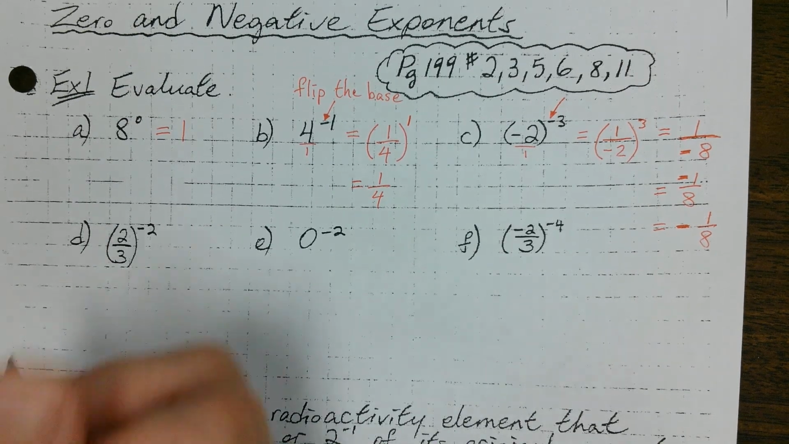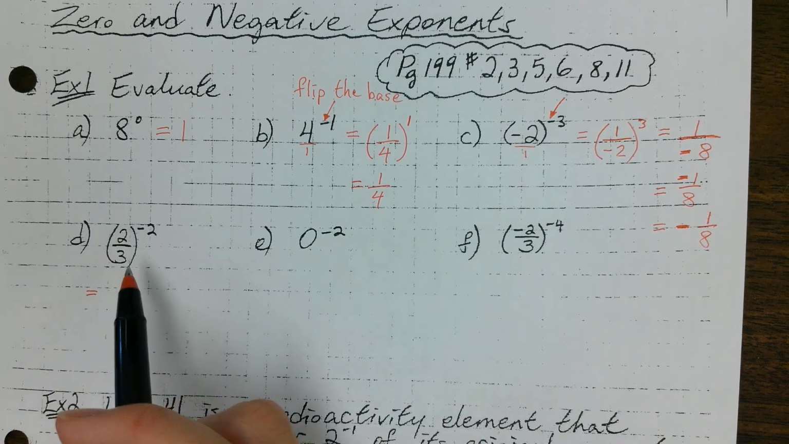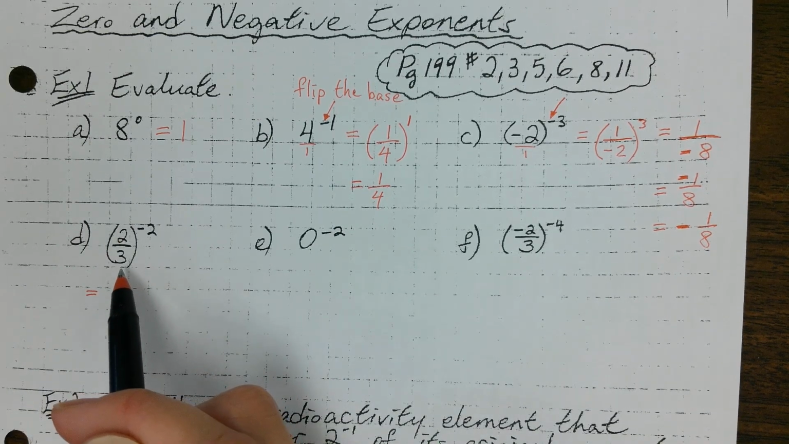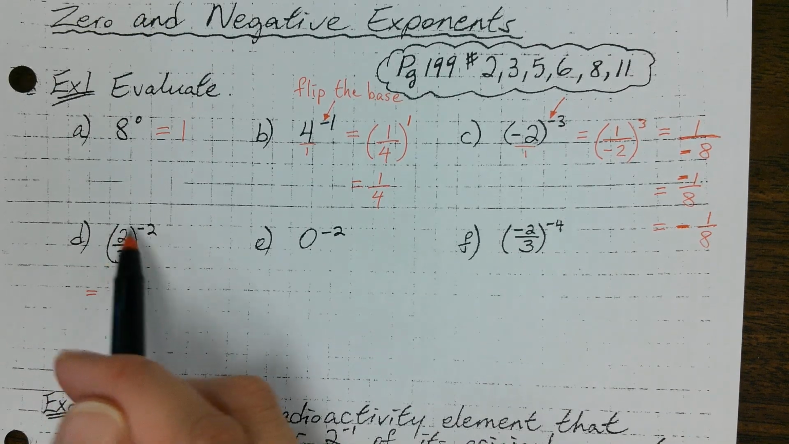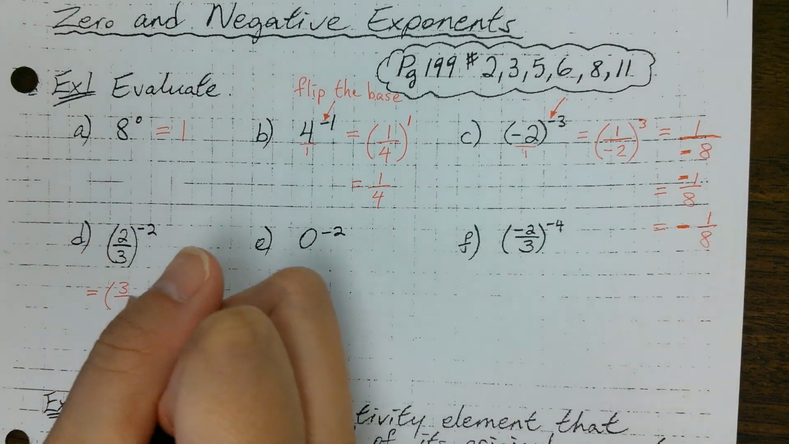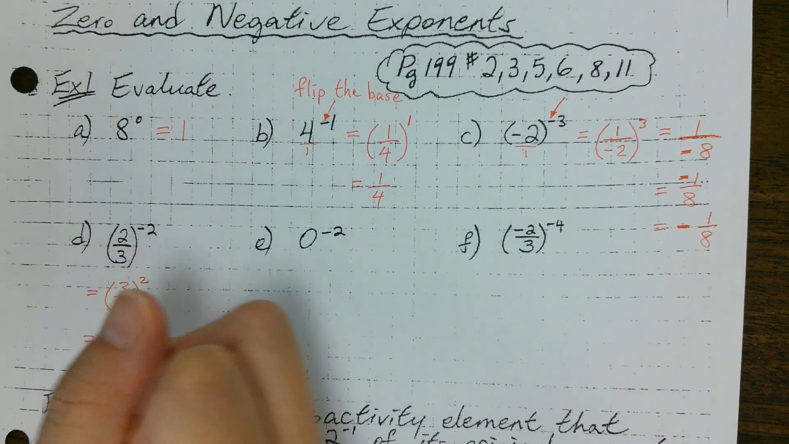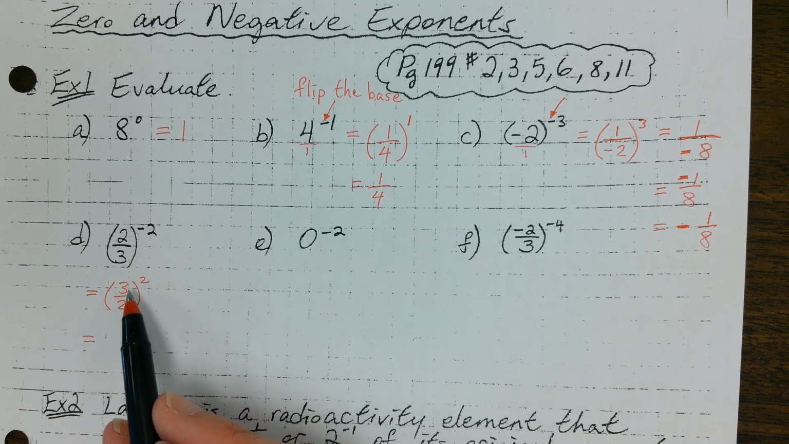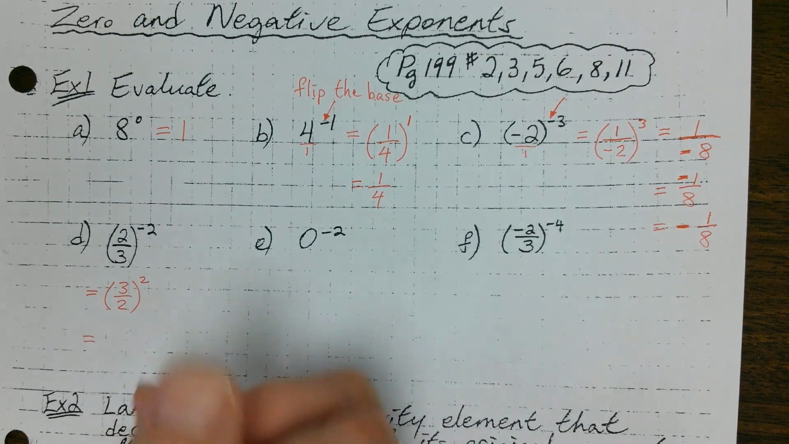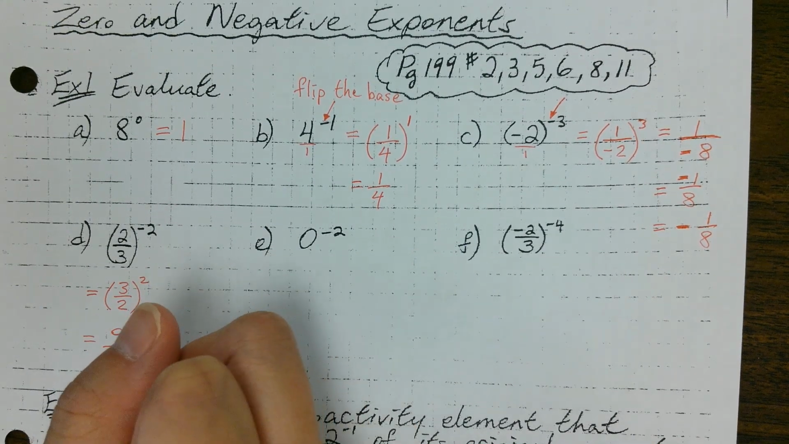Okay, let's try this one. After we do a couple of these, I think you'll get the hang of it. What's my base right here? My base is the whole thing, the 2/3. So when I flip it, 3/2. And now what's my exponent? 2. So 3 squared. 3 times 3 is? And 2 times 2? And there you go.